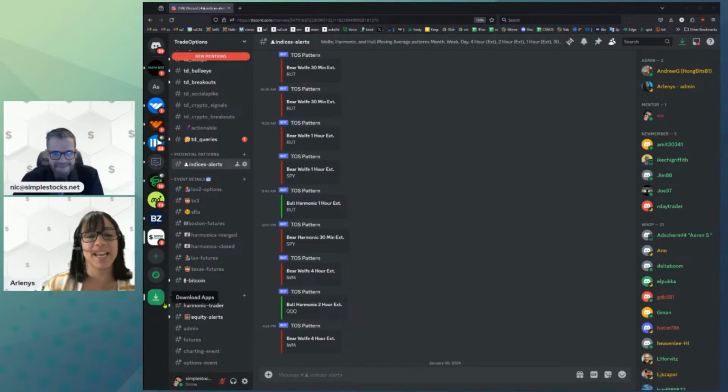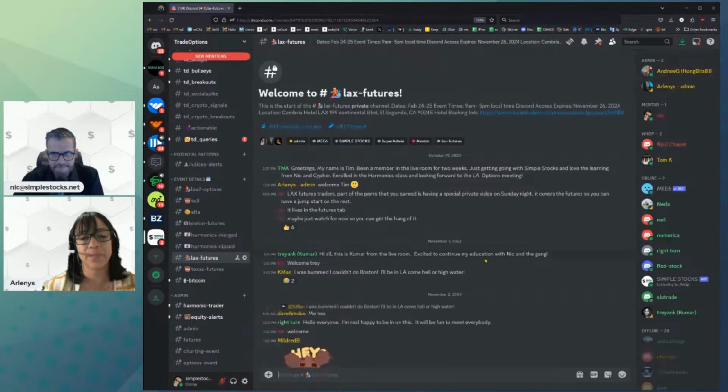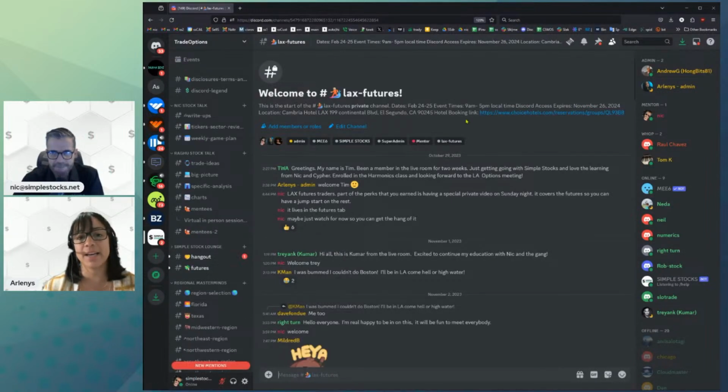So if you go to the LAX futures, for example, can you scroll all the way up? A lot of the questions that I get are, what are the dates for the events? What are the starting times? Where is the link that I can book the hotel room? When does the Discord expire? All of that, if you scroll all the way up in the channel, that information is on the top of every channel of every event. So you will know specifically when your Discord expires. You will know when the event is or was, because I don't remove that information from there. What are the times of the event, and what is the event location?